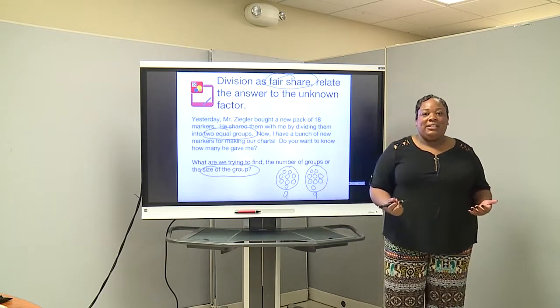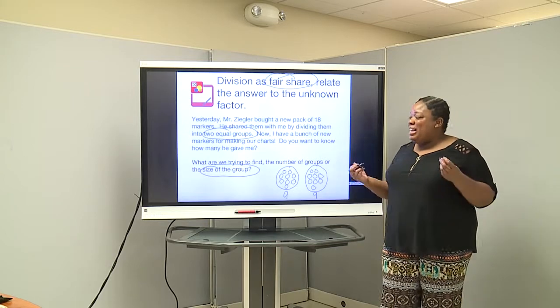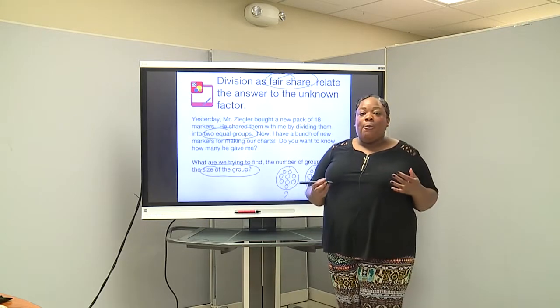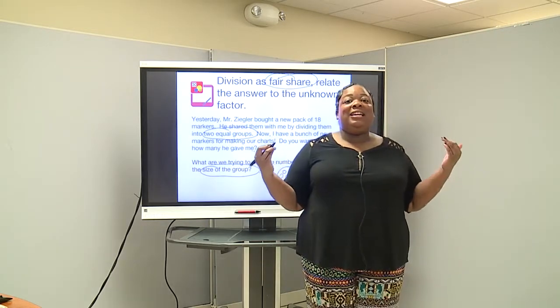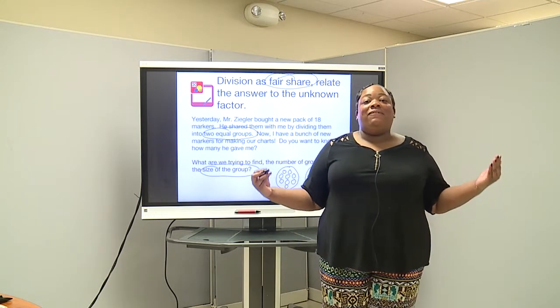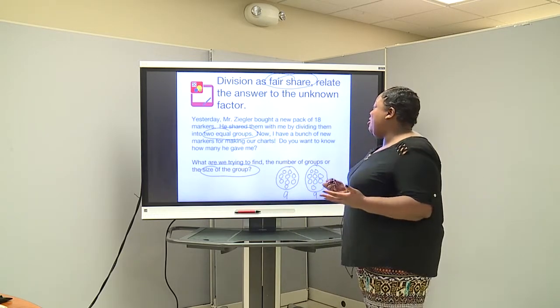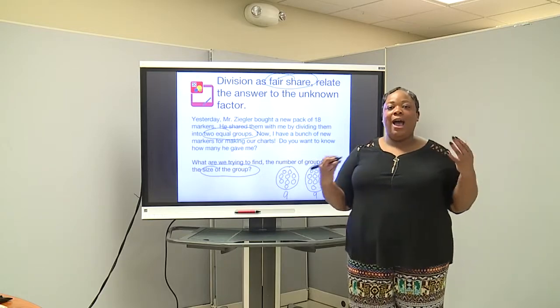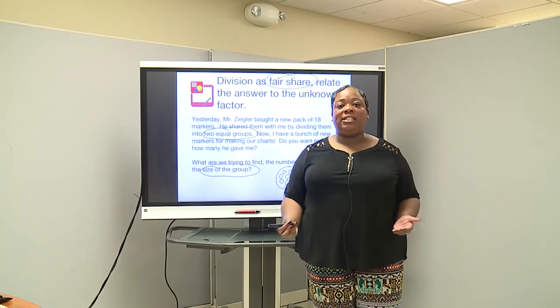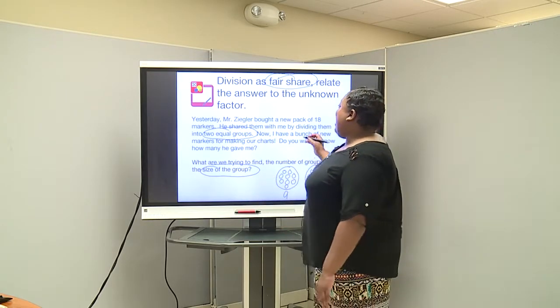So that came out as a fair share, didn't it? So what did I do here, you guys? What I did was I actually divided. When we divide, boys and girls, we start with our total. And what was our total? How many markers did we have all together? We had 18.